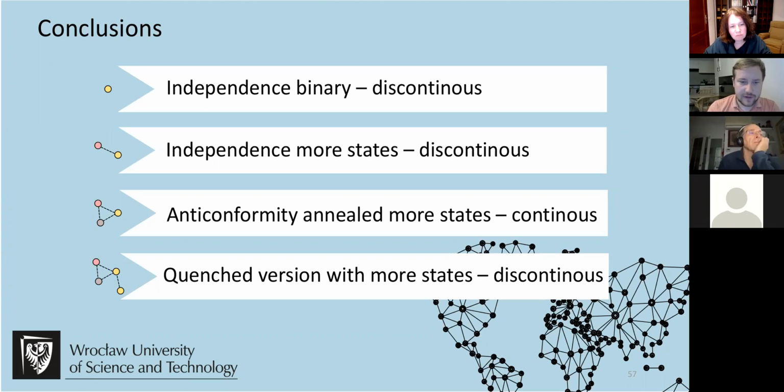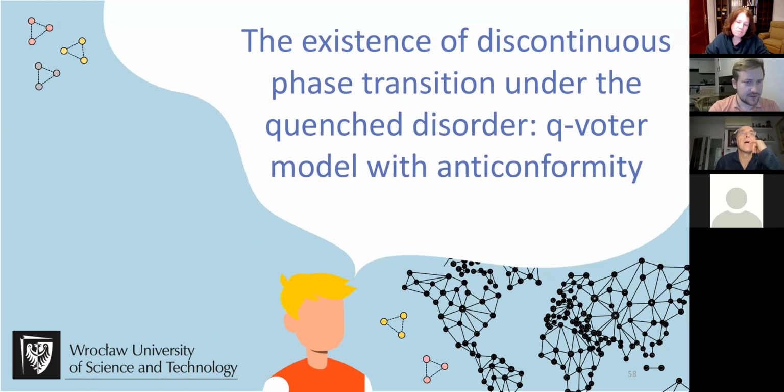And for the model with anticonformity, we have the opposite situation, which is quite novel. So namely, the annealed model shows us a continuous phase transition, while the quenched model shows us a discontinuous one. And pretty much that's all. Thank you very much for your attention.